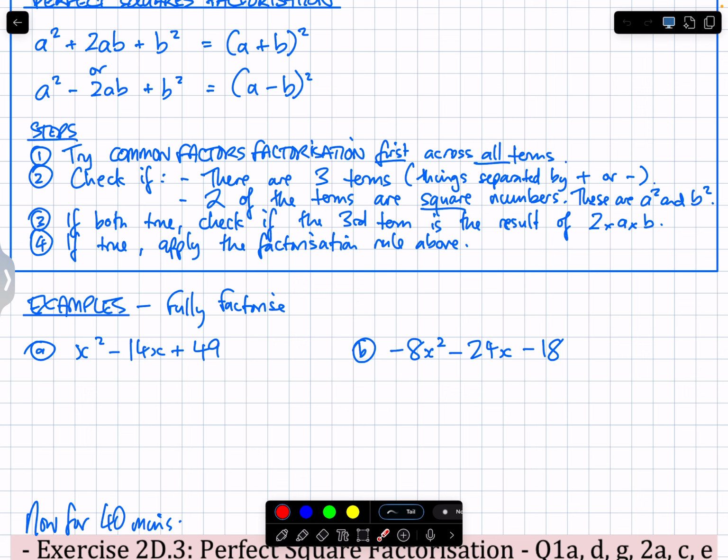Question? Third, if both true, check if the third term is the result of 2 times a times b.